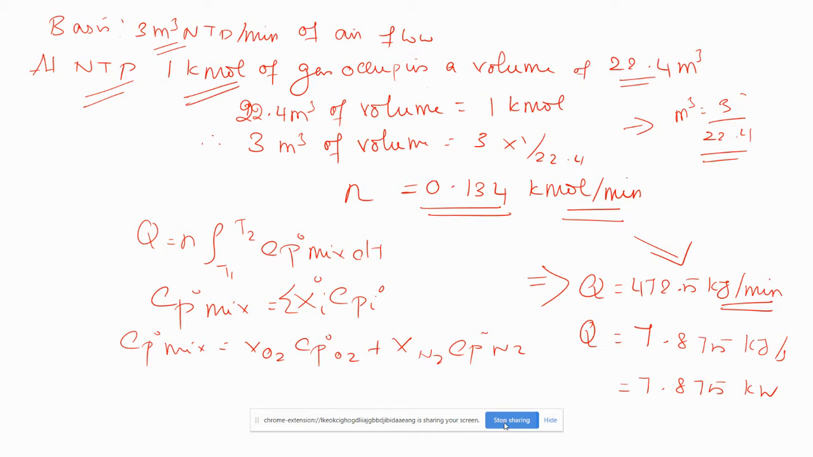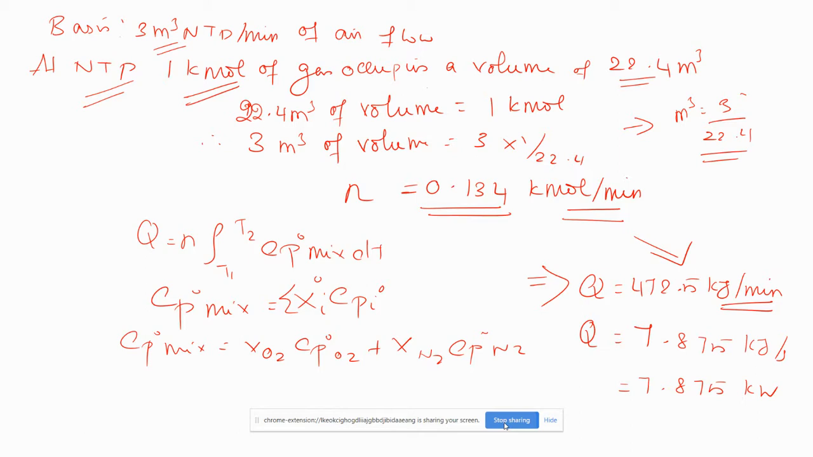Then the Cp naught formula is A plus Bt plus Ct square plus Dt cube. B is always in the form of B into 10 power minus 3, C will be in the form of C into 10 power minus 6, and D will be in the form of 10 power minus 9. Although in problems it will be given as positive, you have to take it as negative only.